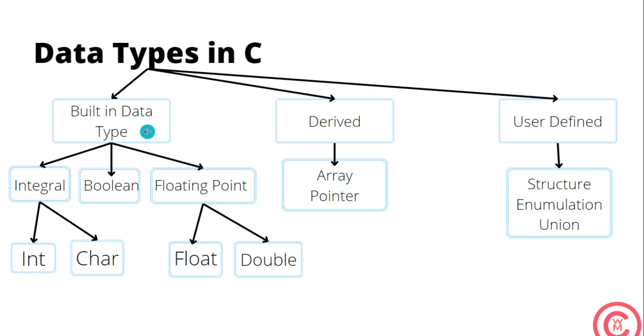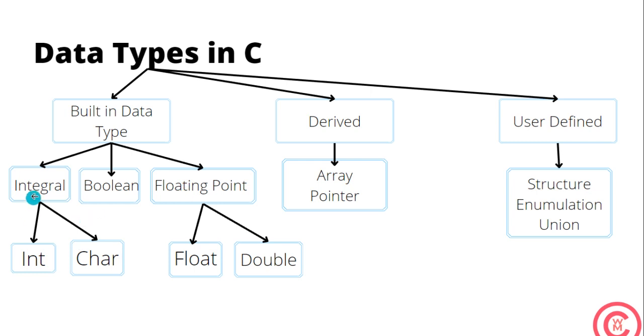So we'll see the three types of data: built-in data type, derived data type, and user-defined data type. So the built-in data type has three most important things: integral, boolean, and floating point. These are the three things we are going to use day to day. Day by day when we are coding, we need to use this integral, boolean, and floating, array, everything. Without these data types we can't code.